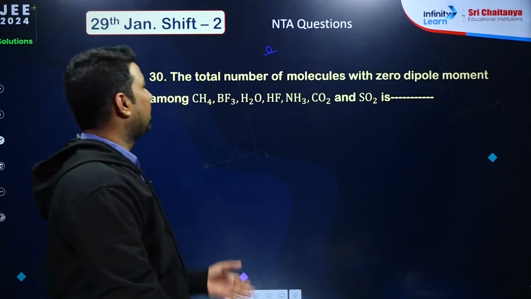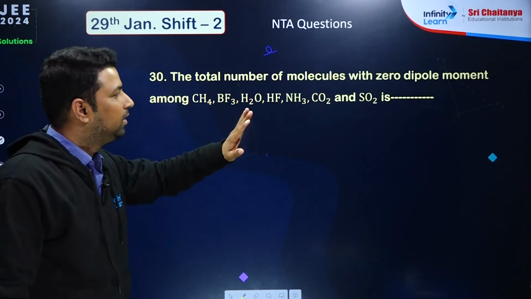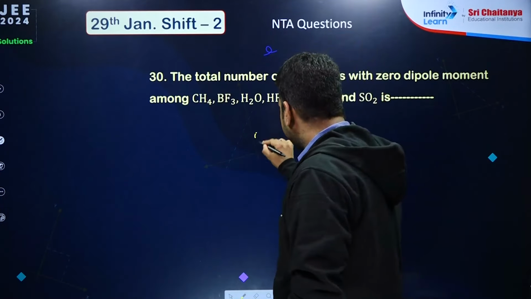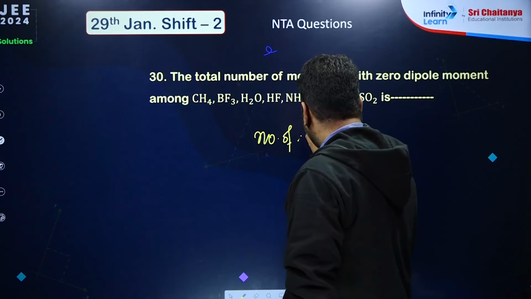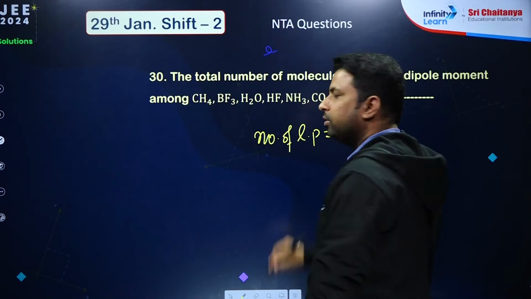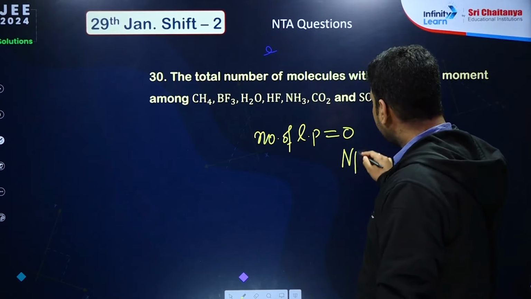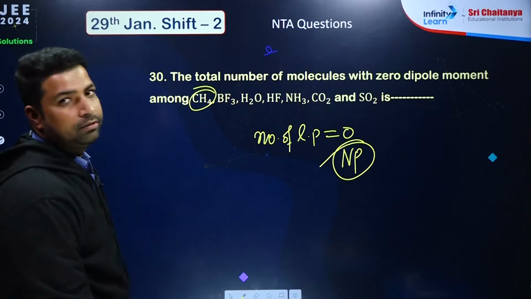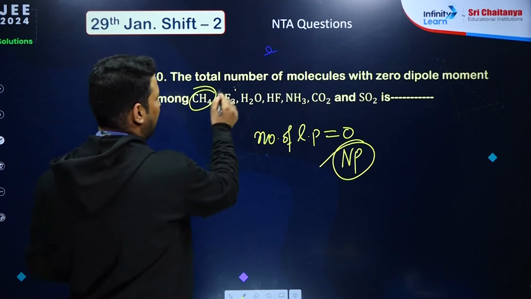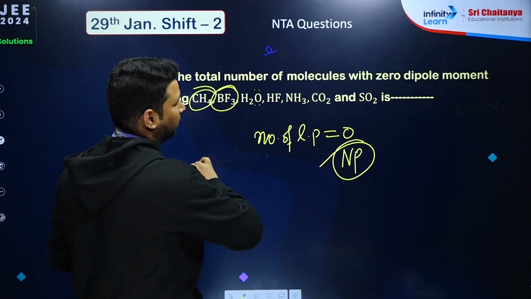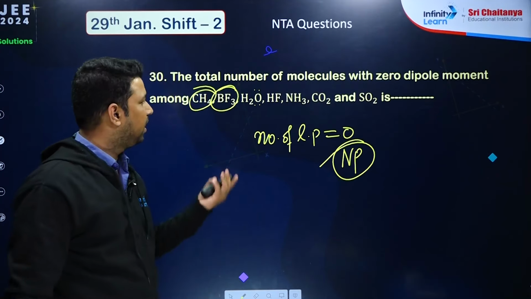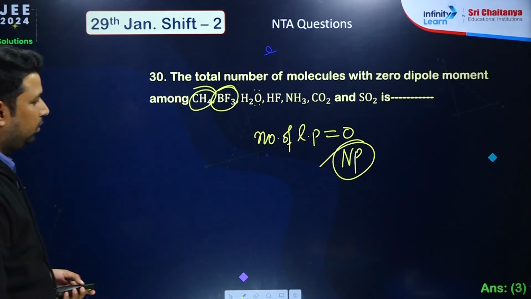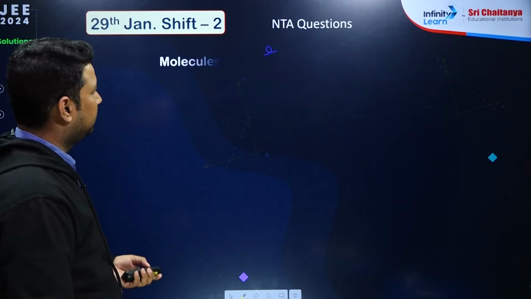30th question. Total number of molecules with zero dipole moment. See, there is a concept. If the number of lone pairs is equal to 0, the molecule must be non-polar. You have to check the lone pairs. Ideal hybridization, it has 2 lone pairs. Okay. HF does not have anything. And SO2. So you will get the answer 3.